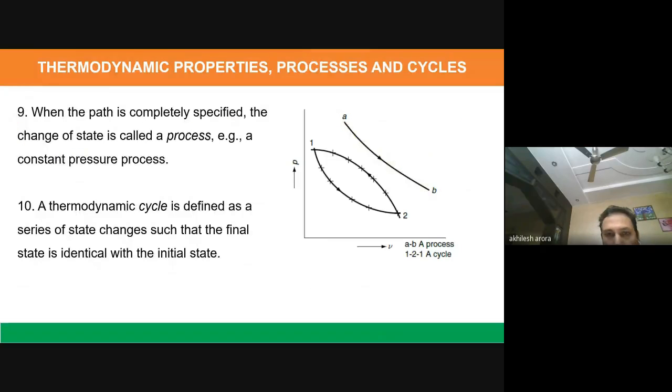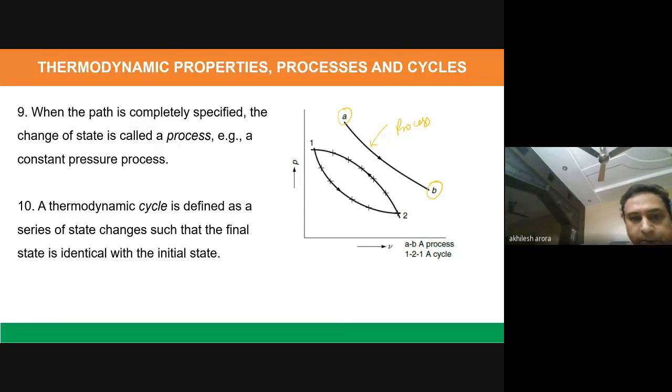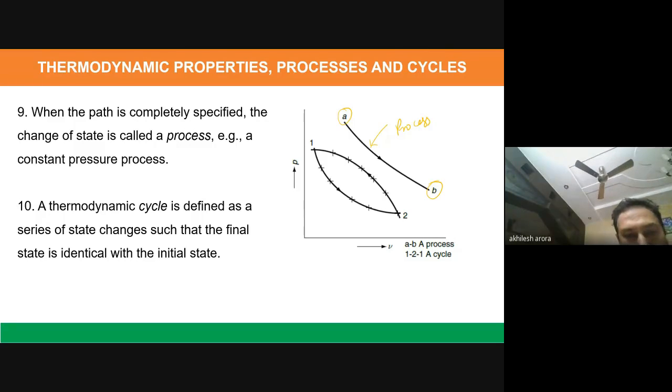Now let us talk about the process. If we know the exact path through which the system has gone, that means I know about the process also. This is the process, which is going to take place from A to B. For example, it could be a constant pressure process. The system is undergoing a constant pressure process, so P is equal to constant.